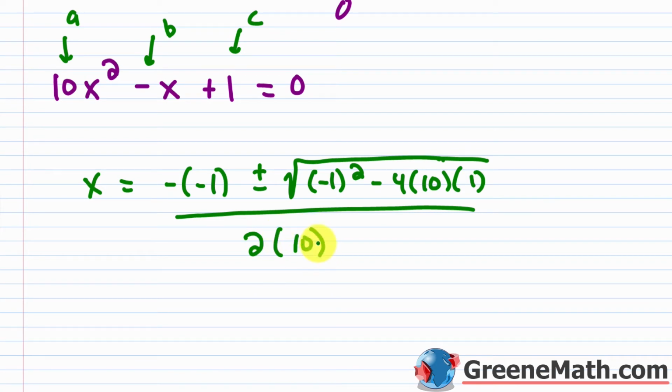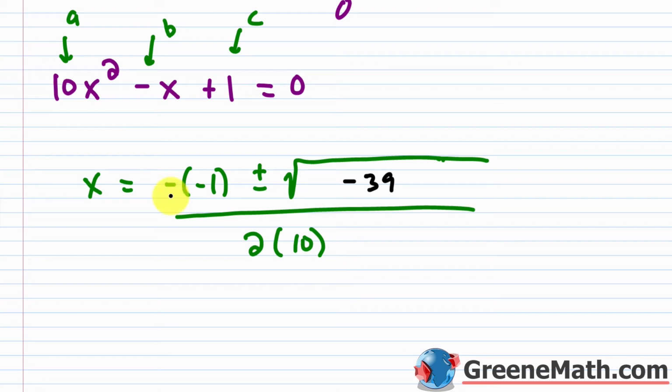Now, what is this part right here? Again, the discriminant, this will predict the number of solutions and the type of solutions we're going to have. So negative 1 squared is 1, and then minus 4 times 10 is 40, times 1 is still 40. So you'd have 1 minus 40, which is negative 39. So if this is negative 39, I know that I'm going to have two complex solutions, okay?